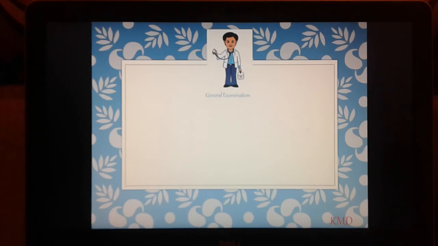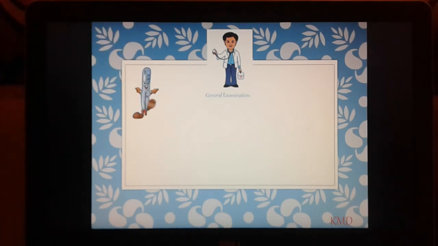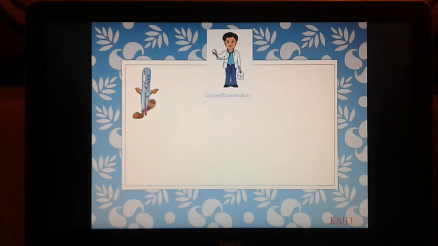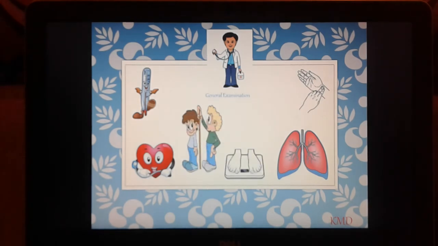The eighth component being the general examination, we should analyze the patient entering the clinic for build, height, gait, and posture. We should also check for any pallor, icterus, clubbing, cyanosis, lymphadenopathy, and edema. The vital signs like pulse, blood pressure, temperature, and respiratory rate should be noted along with the height and weight of the patient. The normal pulse rate varies from 60 to 80 beats per minute, the average being 72 beats per minute.